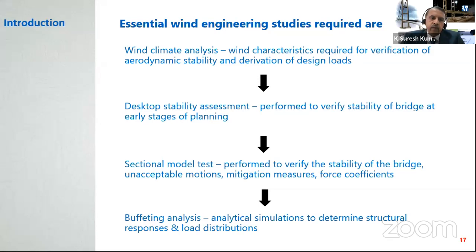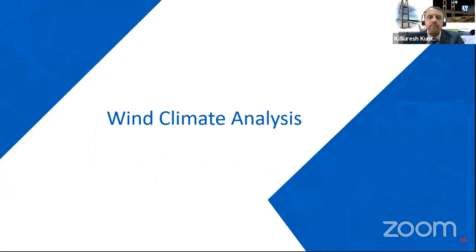So when you go for the test, you go for a section model test, followed by buffeting analysis. In the section model test, if the bridge is not stable, then we have to do mitigation measures, which I'll be showing. This is followed by buffeting analysis, because you get all the static load coefficients as well as aerodynamic derivatives from the section model test to carry out the 3D buffeting analysis in time domain.